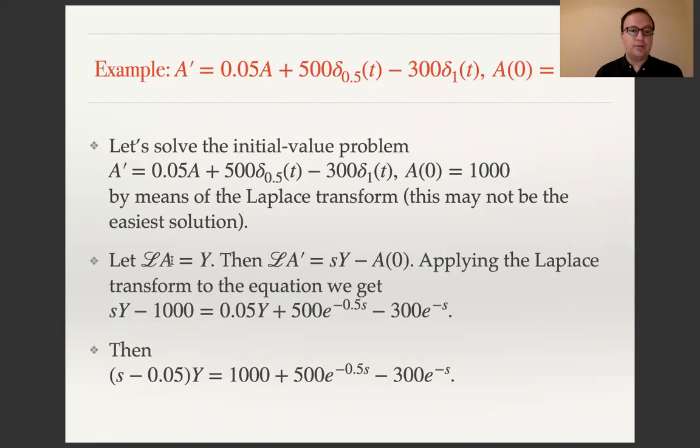Let the Laplace transform of capital A, the amount of money, be capital Y. Then the Laplace transform of A prime is s times capital Y minus A of 0. What do we get when we apply the Laplace transform to the whole equation? The Laplace transform of A prime, which is on the left-hand side, is s times capital Y minus A of 0, which is 1000.